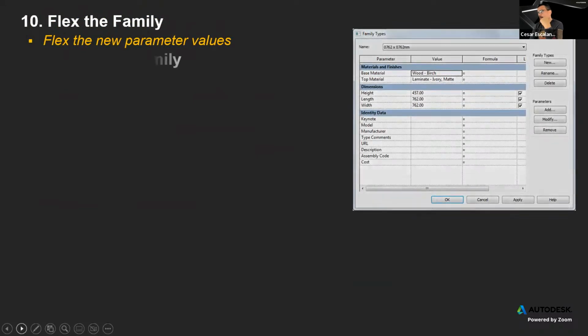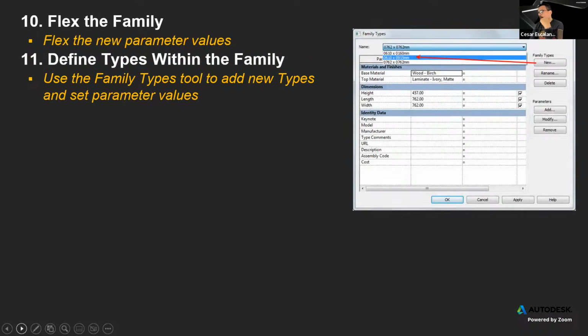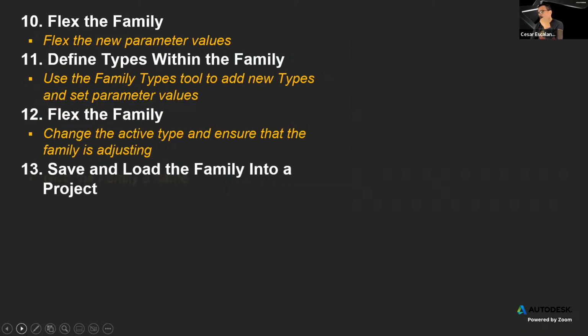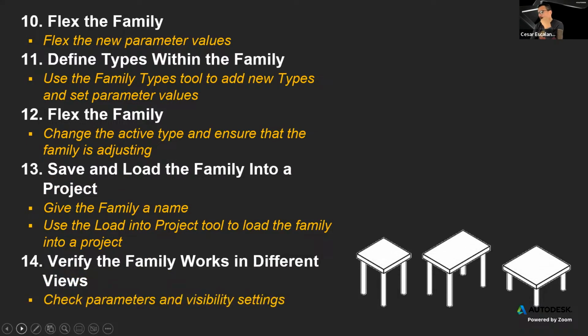All right, then the last few steps are to flex the family all the time. Make sure that the parameter values are working. And then create different types. A type is a unique representation of type values, and you give it a name that makes sense. Flex it, load it into the project, make sure that it's working okay inside the project environment, and check it. There needs to be a quality control that happens before this family is distributed for the users or for project use.